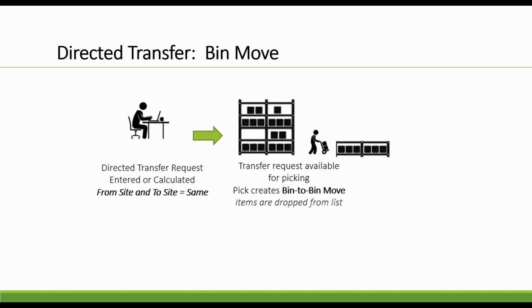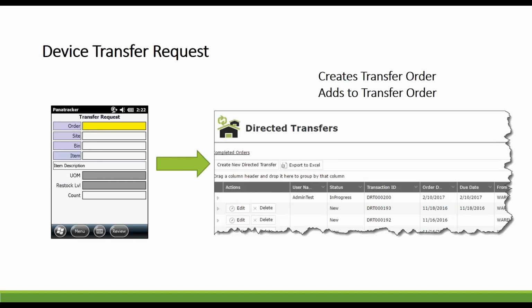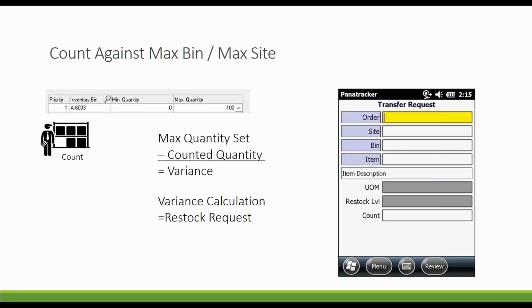We offer bin moves. You can move items between bins based on a direction from the Panatrack portal. We can also create a transfer request on the handheld scanner itself. Just like you saw in the application on the portal, we can handle it right on the handheld scanner, creating that transaction, adding it to the transfer order. This can be used to work with your minimum and maximum bin quantities. All of this is configurable within the Panatrack solution.